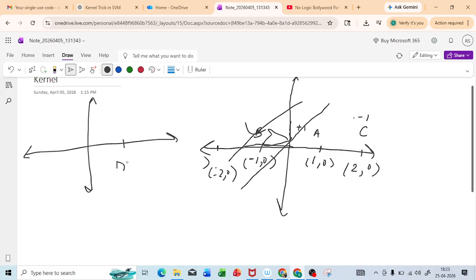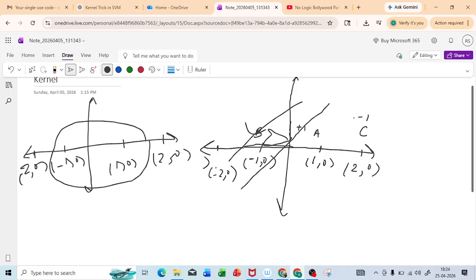So let's call it 1, 0 as it was earlier. Now this is 2, 0, this is minus 1, 0, and this point is minus 2, 0. If we have a decision boundary which is circular, this can separate point A, B from point C and D. But as you see, this is non-linear. This is not a straight line, this is curved. Therefore, one of the ways in which we can separate these points A, B, C, and D is using a non-linear boundary.